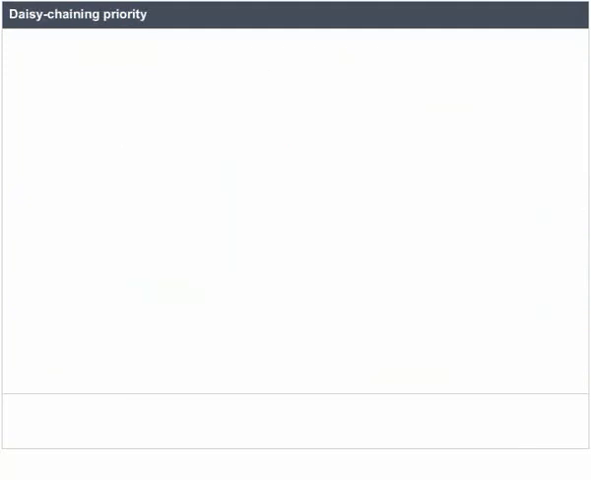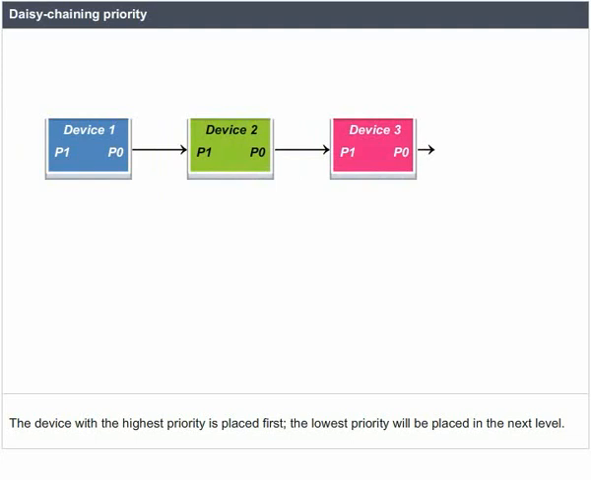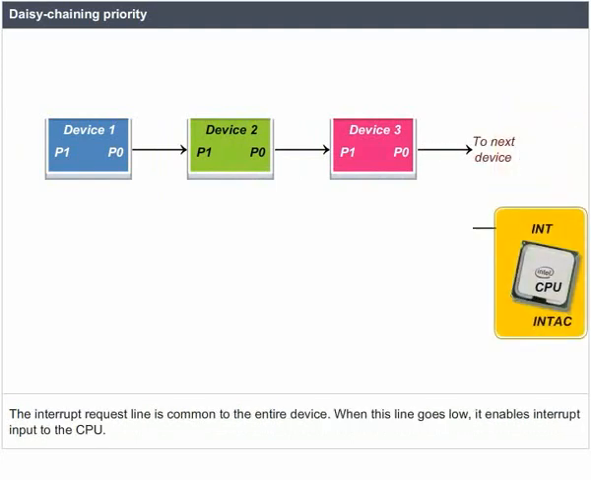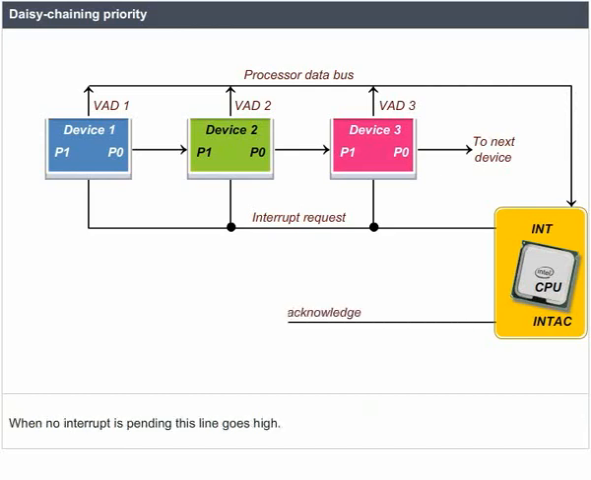Daisy chaining priority. This technique establishes serial connection of devices that request an interrupt. The device with the highest priority is placed first. The lowest priority will be placed in the next level. The interrupt request line is common to the entire device. When this line goes low, it enables interrupt input to the CPU. When no interrupt is pending, this line goes high.